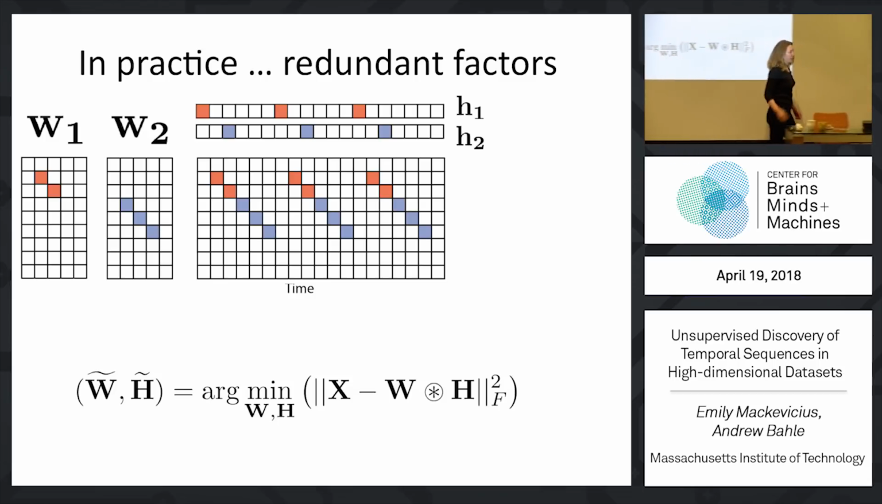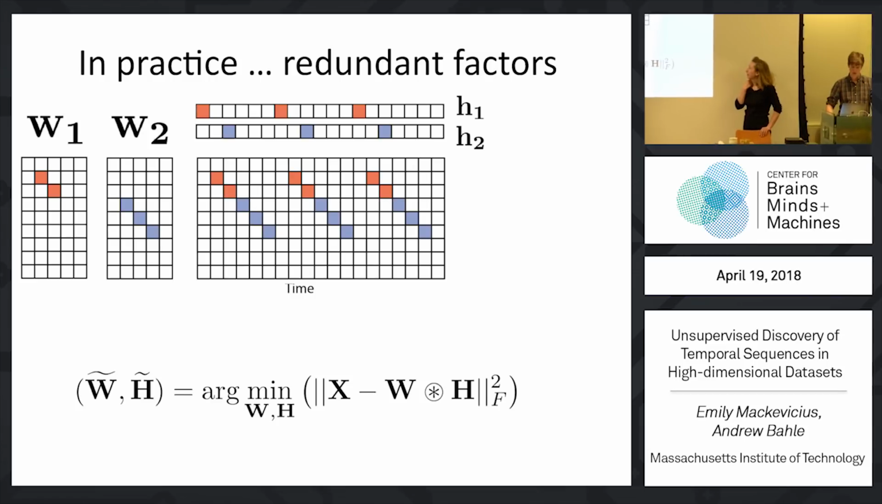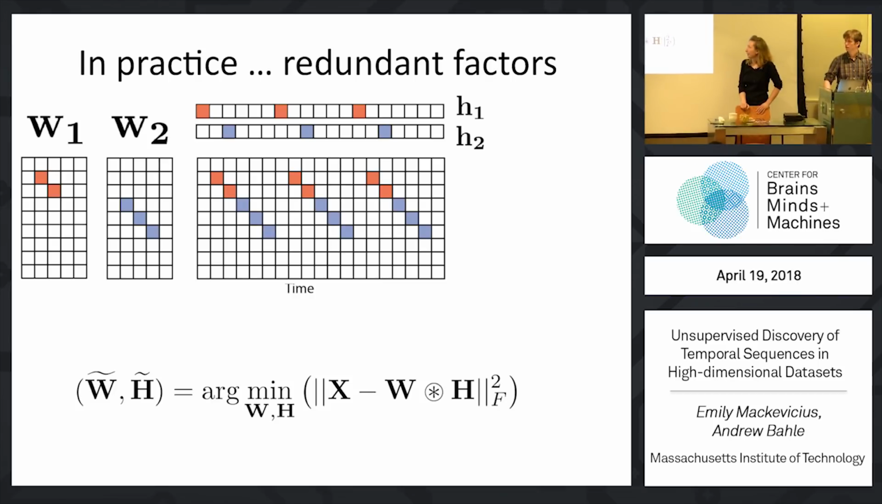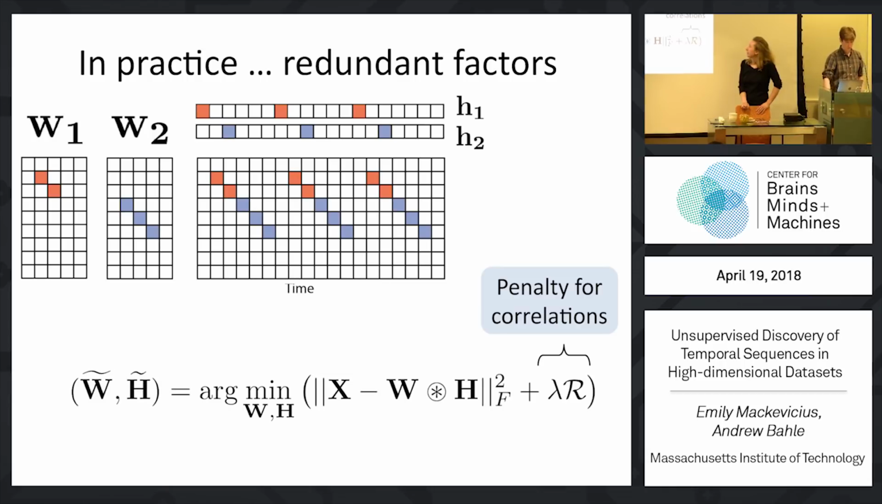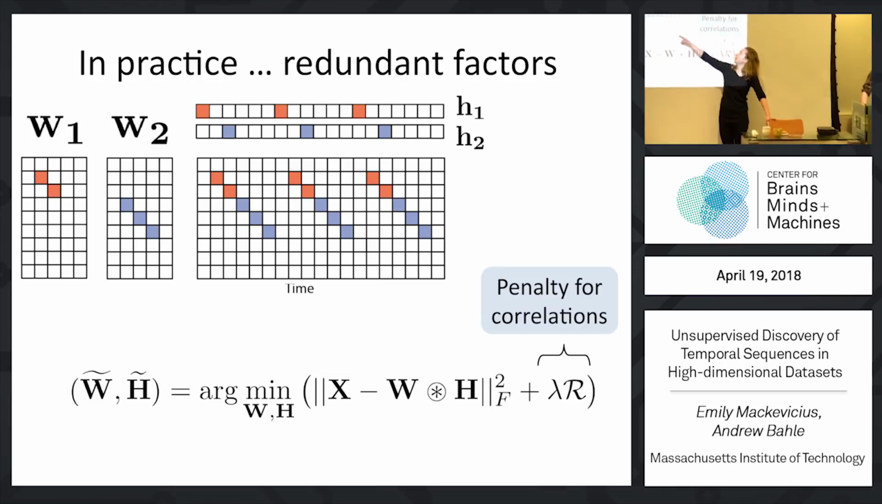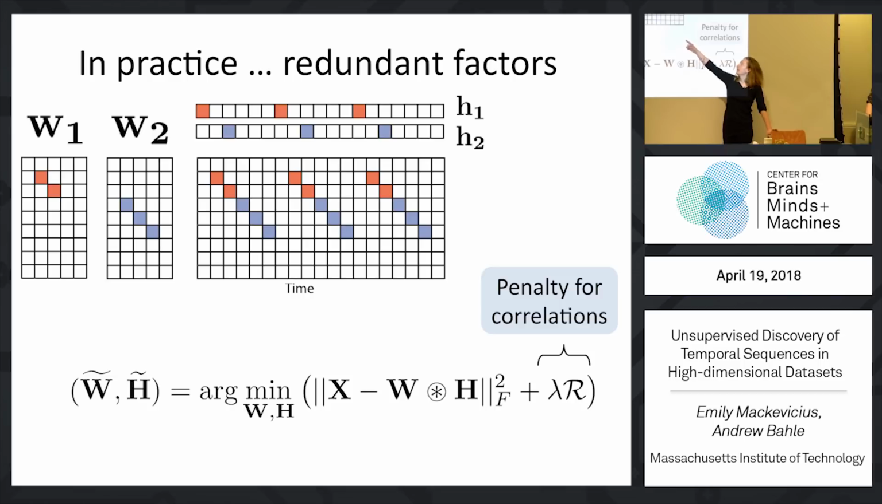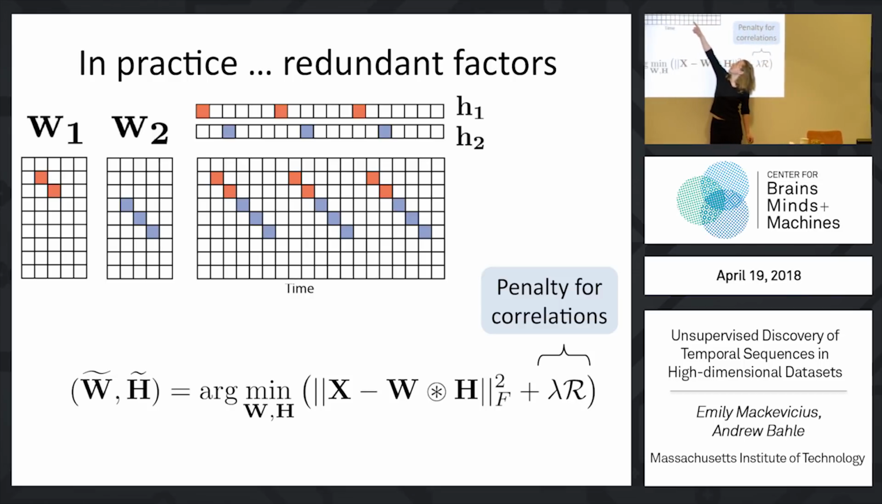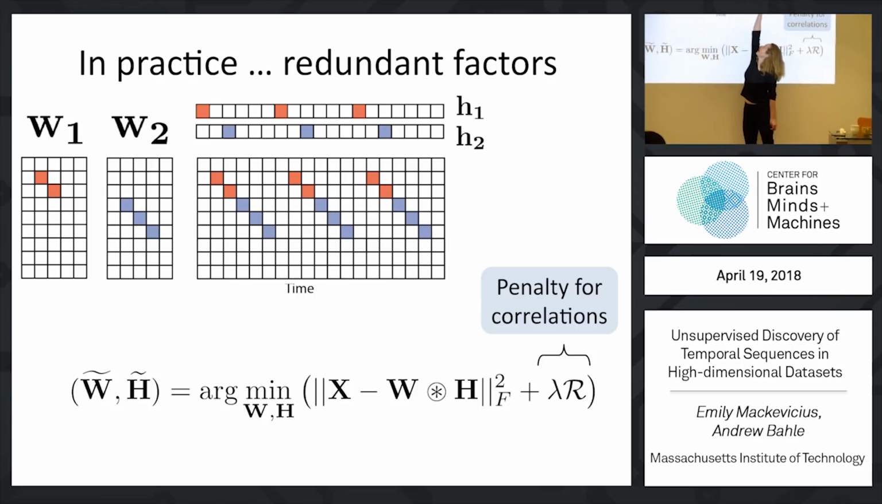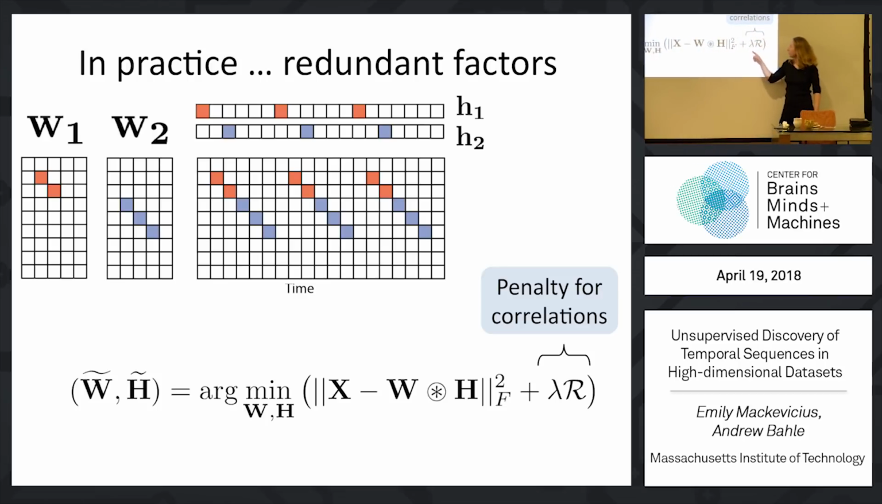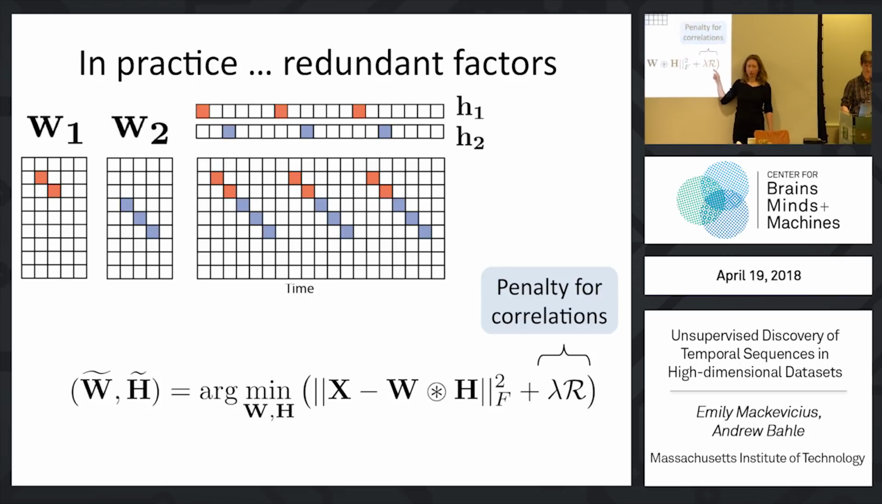So we wanted to prevent this type of thing from happening, and we'll show you a couple of ways of preventing it. I'll start with the first one, which is basically noticing that in this case, you have a lot of correlations between your different factors. So these two, the H's, are correlated with each other. So we want to add a term to the cost function which penalizes correlations.